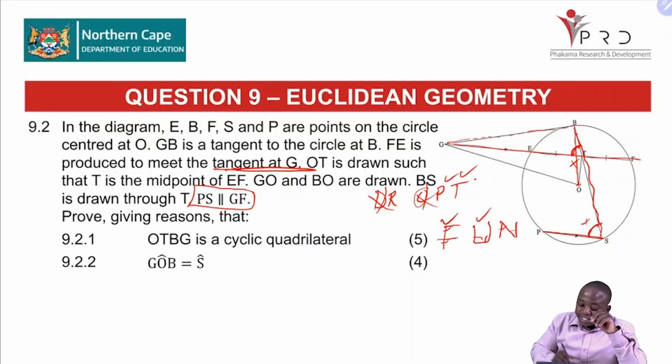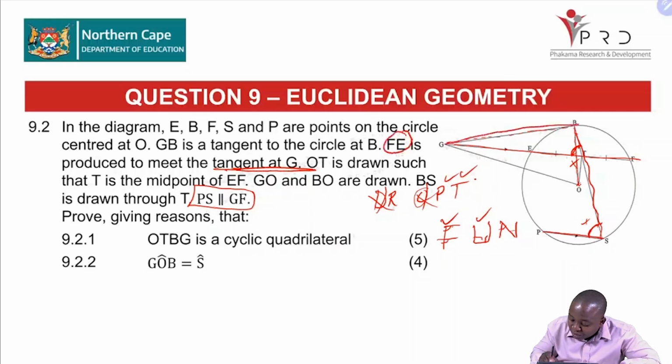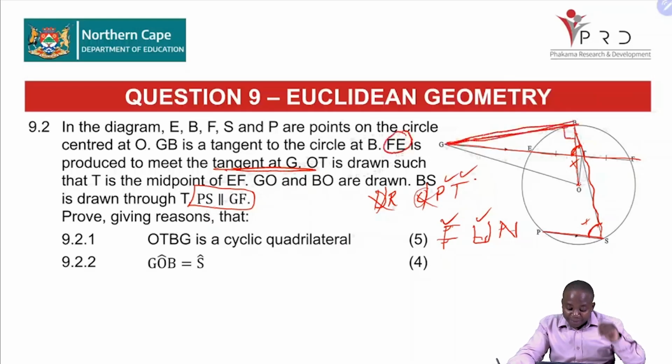Do we have any tangent? Yes. We were told that FE is produced to meet the tangent at G. Where is FE? My FE is produced to meet the tangent at G. Then which one is our tangent in this case? Our tangent is going to be GB. So that is our tangent. And remember we had the radius. So tangent perpendicular to the radius, we are having that again. So those are the principles that we are having on our diagram.